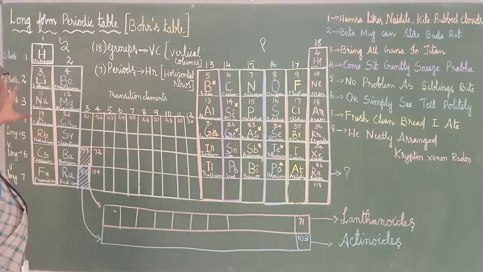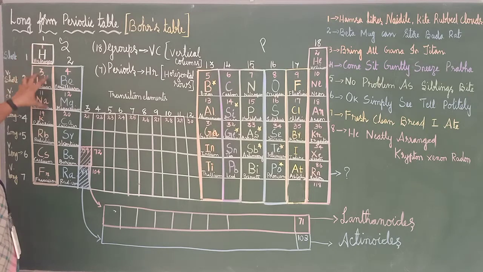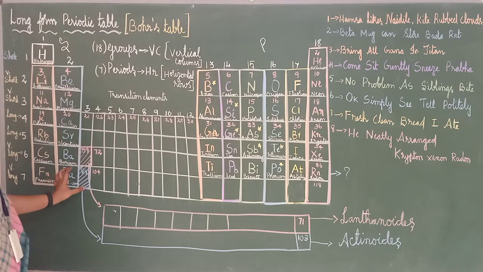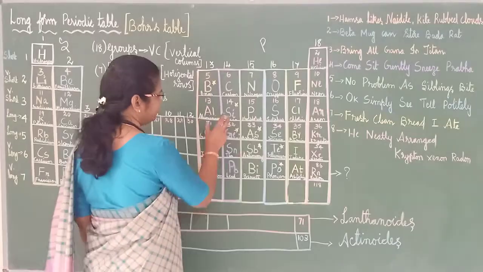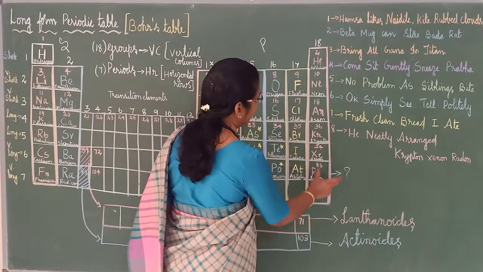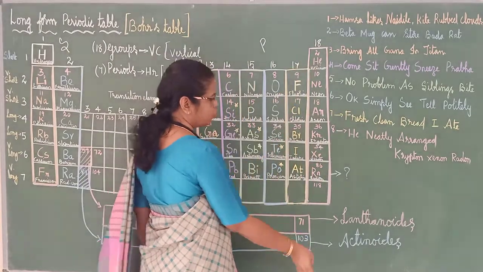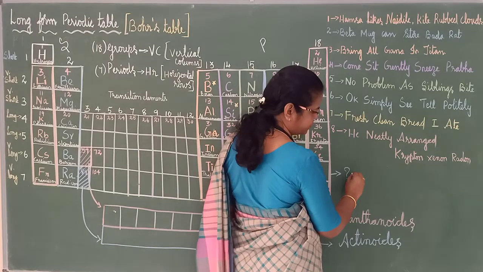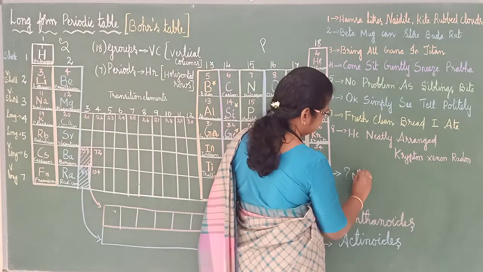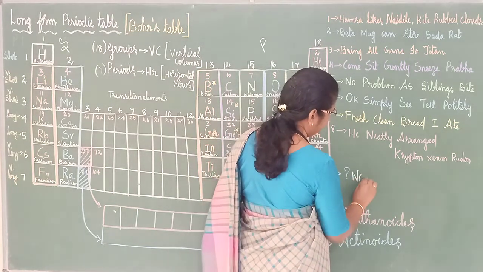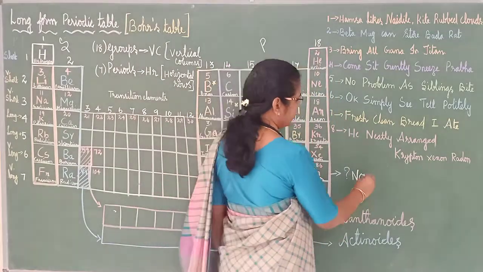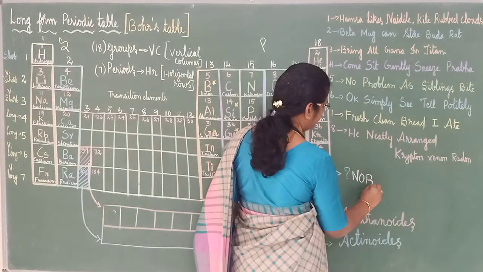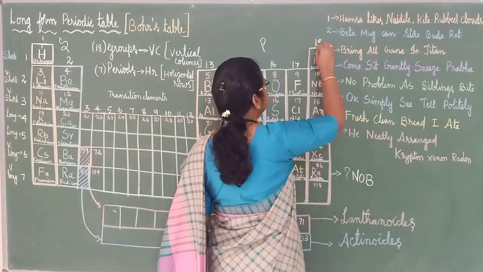Coming back, now we are studying about groups. This is the first group. This is the second group. 3 to 12 we are just leaving it like that. And 13, 14, 15, 16, 17, 18. This 18th group is called what? Noble gases. Which one? This last one. So noble gases will come in the last, that is the 18th group.